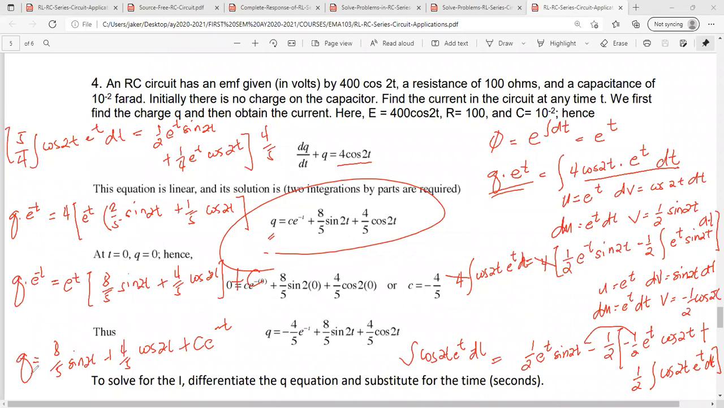Now, this is already your Q expression. But the problem is not asking for the Q. It's asking for the current in the circuit at any time t. So where do we get the answer to that? So you see the statement that I have placed here. To solve for the I, differentiate the Q equation and substitute for the time in seconds. Why will you differentiate the Q with respect to t in this case? Why will you do that?